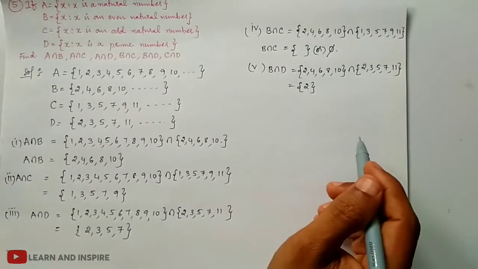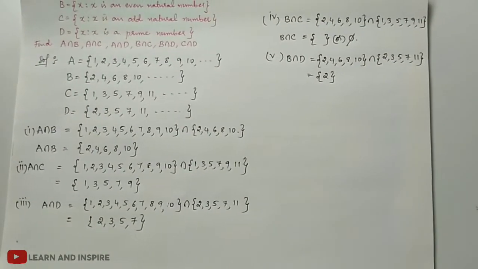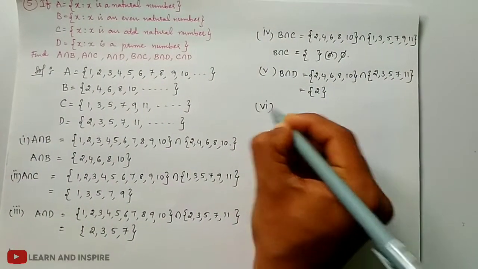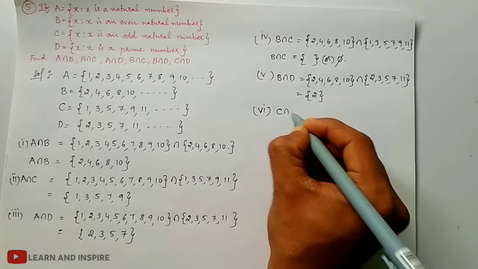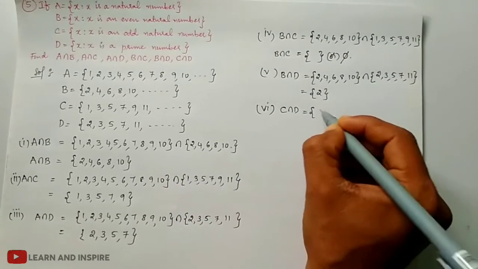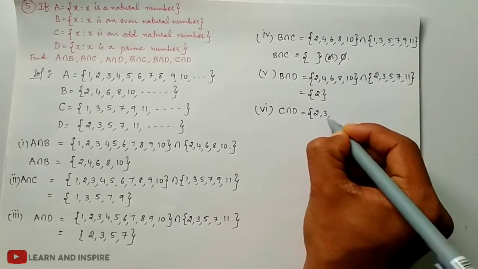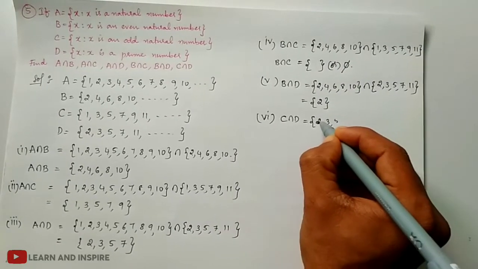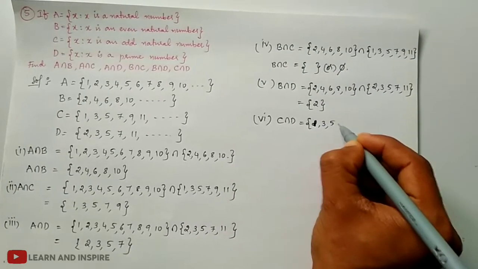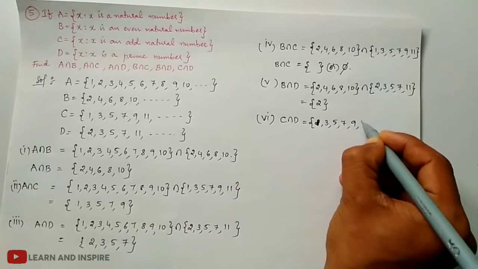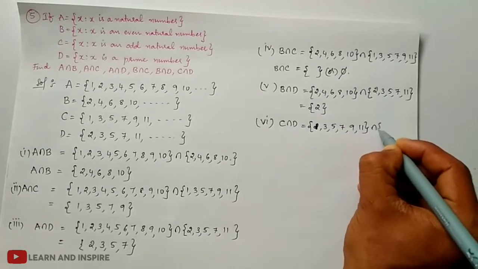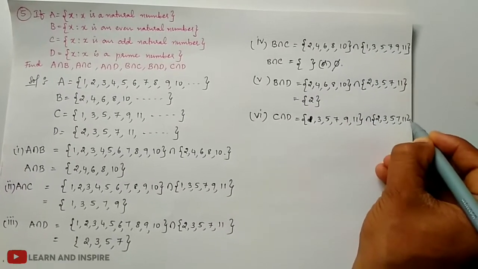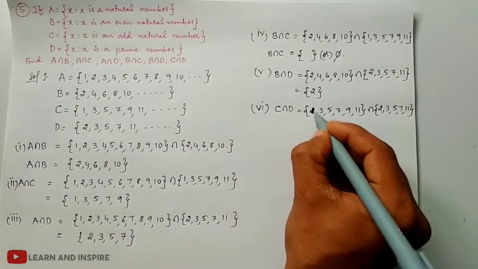So the common elements of the two sets are only 1, that is 2. So next one, the last one, C intersection D. The elements of set C are 1, 3, 5, 7, 9, 11. Intersection D, 2, 3, 5, 7, 11. Okay, so this is C intersection D.